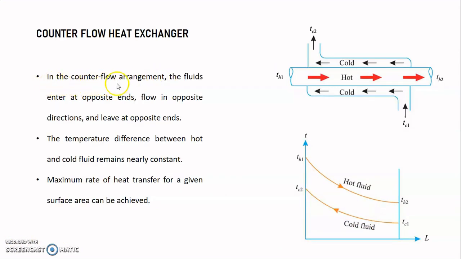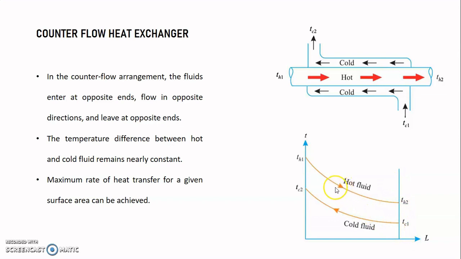The second type of arrangement is the counterflow arrangement. In this type of arrangement, the directions of the fluids are opposite to each other. That is, if you look at the figure, the direction of hot fluid is from left to right, whereas the direction of cold fluid is from right to left. So if you consider the temperature profile graph, the inlet for hot fluid is in this position, whereas the inlet for cold fluid is in this position.